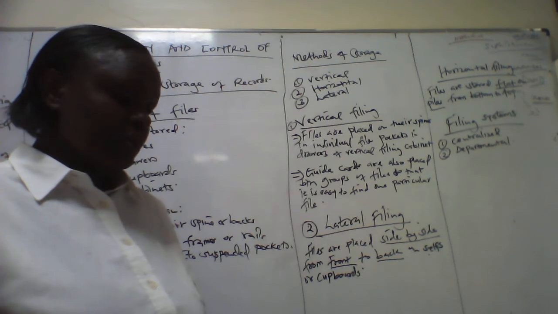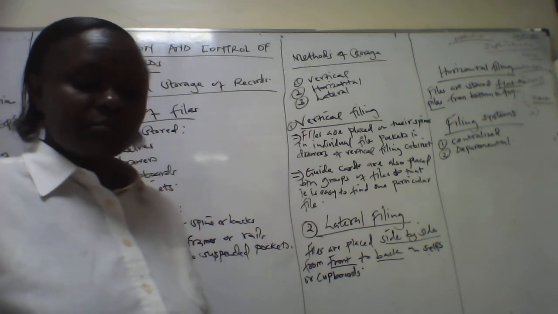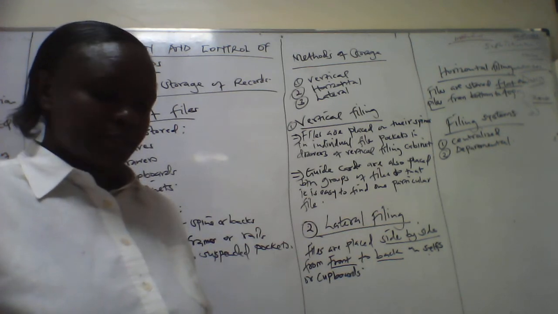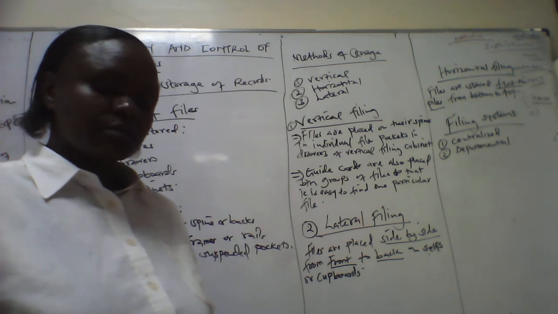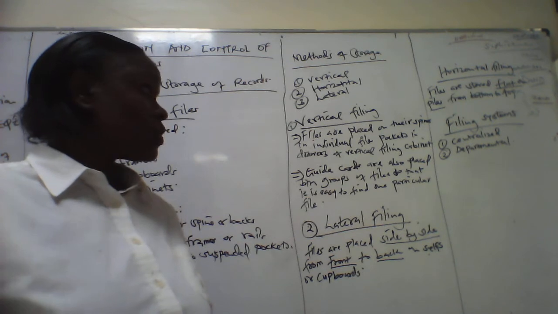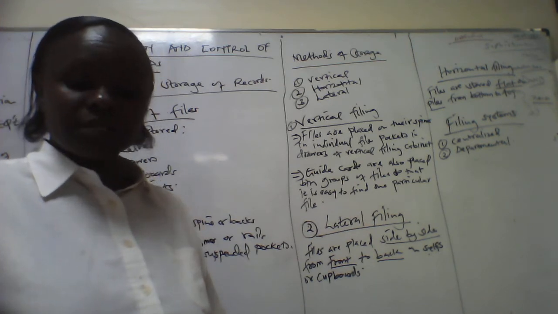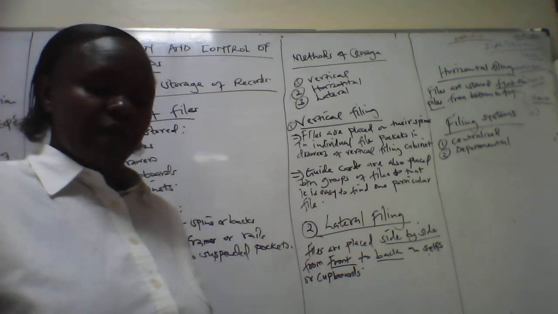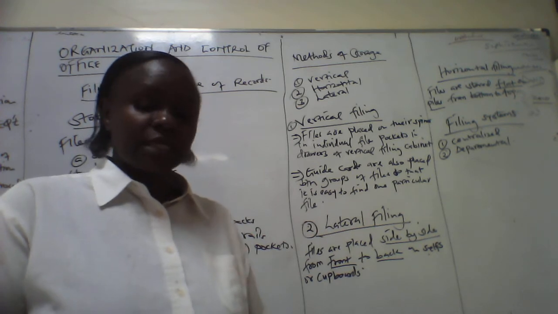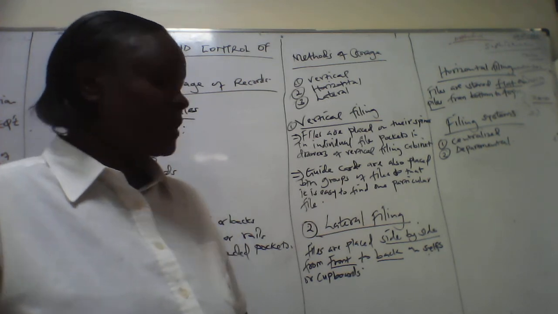So for the departmental filing, the organization of the filing system is controlled within the organization. An individual department deals with its own documents. So for example, if you have so many departments in an organization, each department files its own documents. That is departmental filing. Then for centralized filing, all files of the entire organization are kept in one department. Mostly the department, we call it the registry. All the files are kept in the registry for those organizations which use centralized filing system.